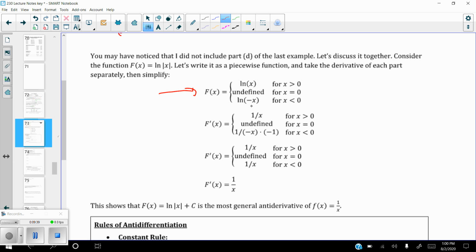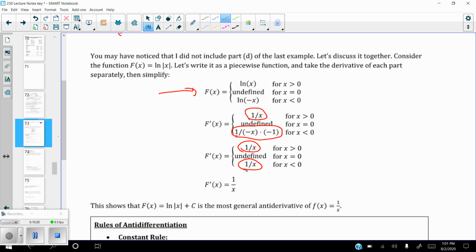If we were to take the derivative of that, taking the derivative of each piece in their respective domains, the derivative of the natural log of x is 1 over x. The derivative of something which is undefined is still undefined because you can't take its derivative. The derivative of the natural log of the negative x is 1 over the negative x times the derivative of negative x, which is negative 1, which is what you see here. But 1 over negative x times negative 1 makes both of the negatives positive, so what you end up getting is that f prime of x is 1 over x for all values except at 0.